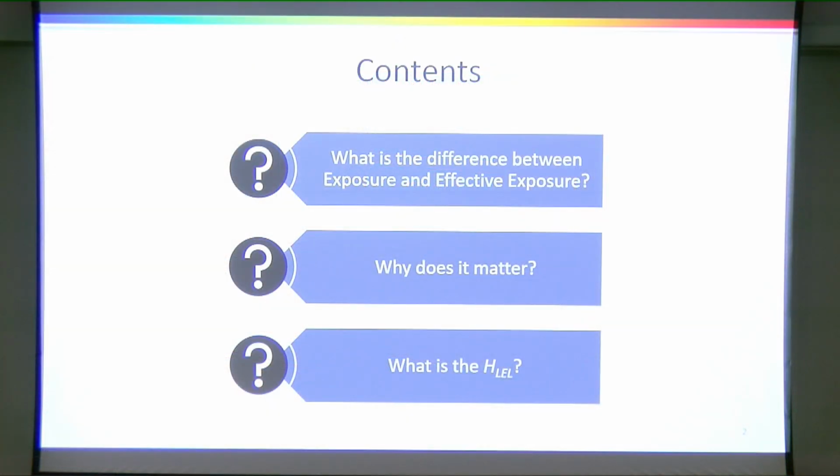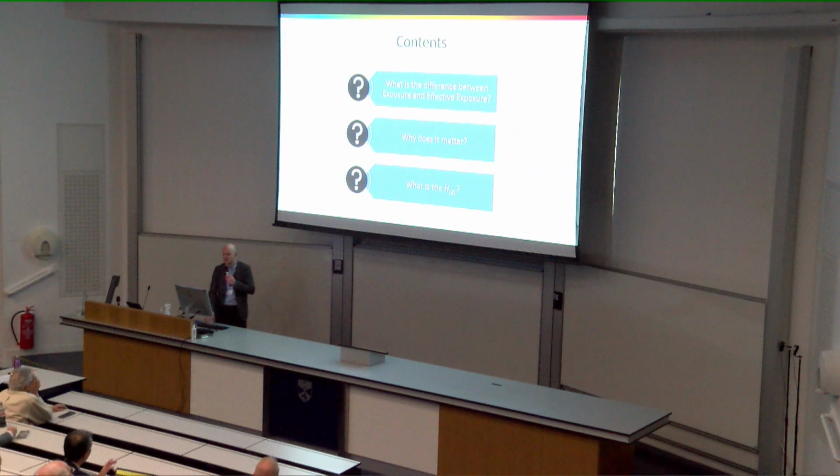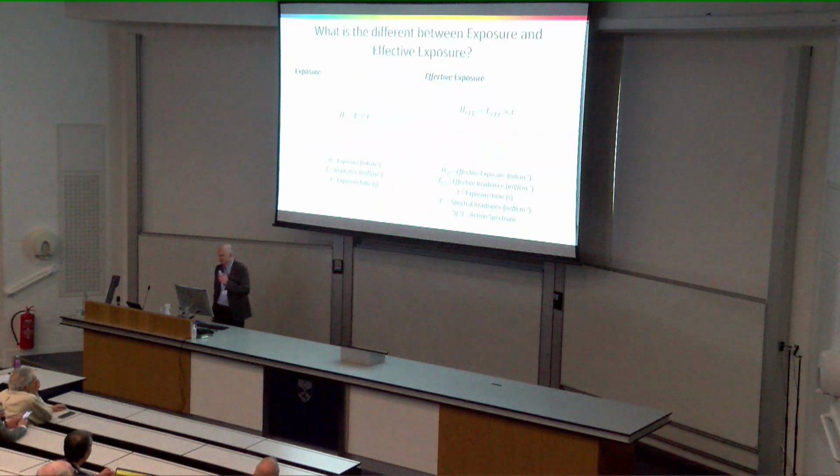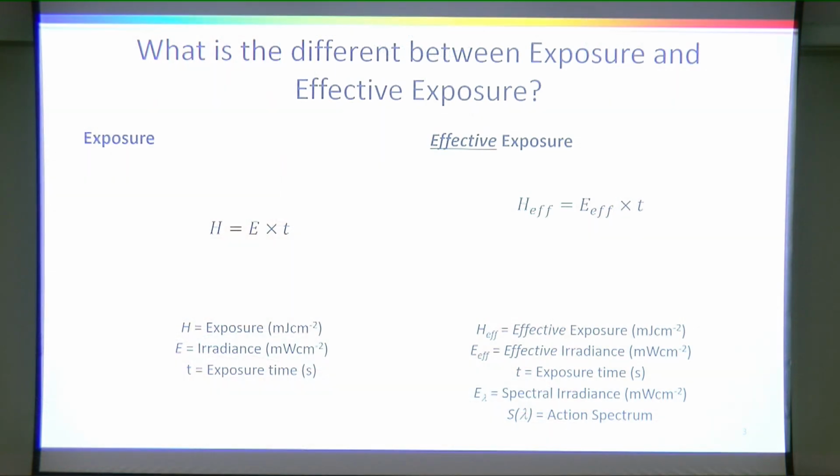But in order to convince you of the importance of this, I need to start with what the difference is between exposure and effective exposure. That one single word is critical in there. And then I'll go on to explain why it matters and what the lamp exposure limit is. The ICNIRP and ACGIH limits are effective exposure limits. Not exposure, but effective exposure. And although the two equations look very similar, the effective exposure builds in an action spectrum. And that action spectrum takes into account the biological effect of the different wavelengths of light.